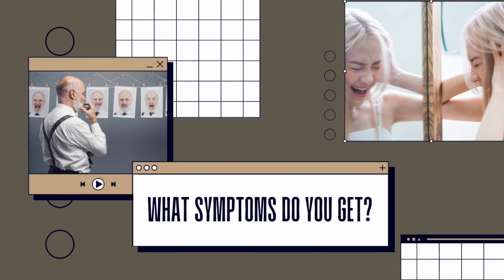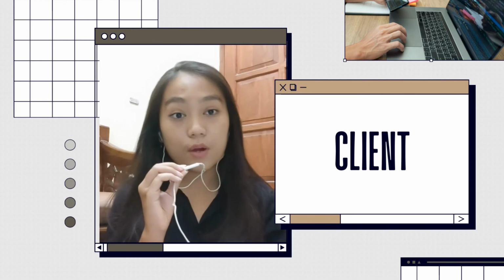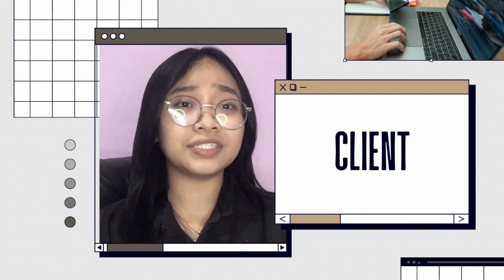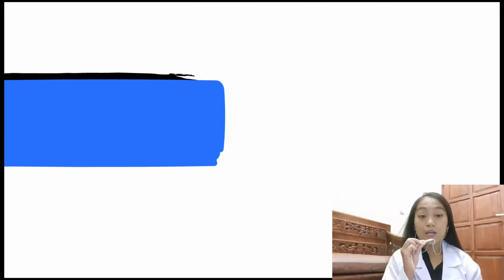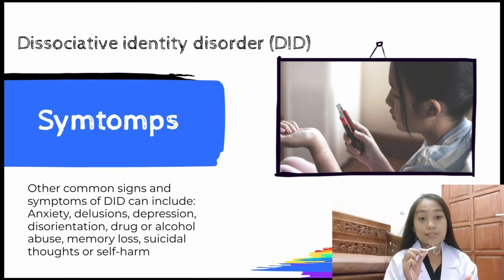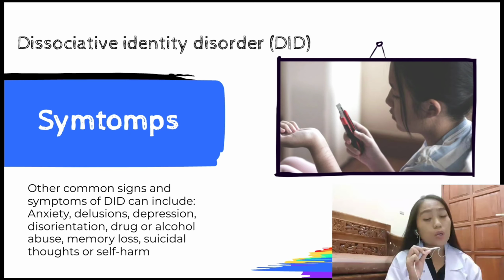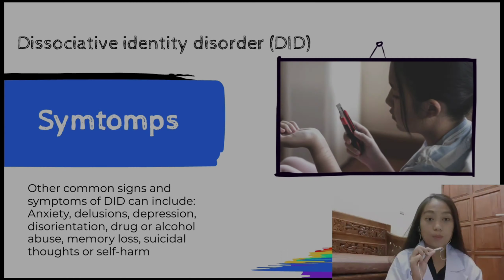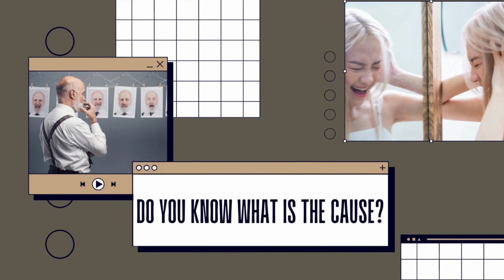What symptoms do you get? Sometimes I do self-harm. I've been having suicidal thoughts. Other common signs and symptoms of DID can include anxiety, delusions, depression, disorientation, drug or alcohol abuse, memory loss, and suicidal thoughts or self-harm. Do you know what the cause is?